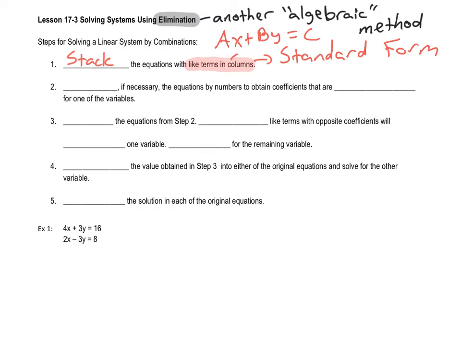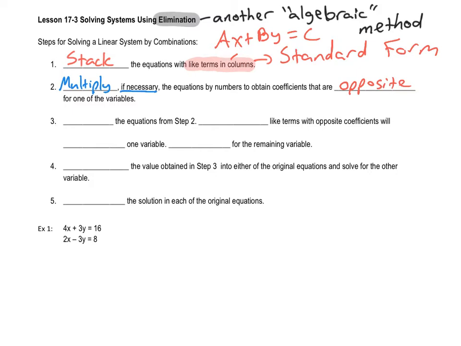Alright, now this is only a step if it's necessary. You might have to multiply sometimes. You might have to multiply equations. Could be both equations or just one of the equations. And what you're trying to do, if you have to multiply, is obtain opposite coefficients. But it's not always necessary.